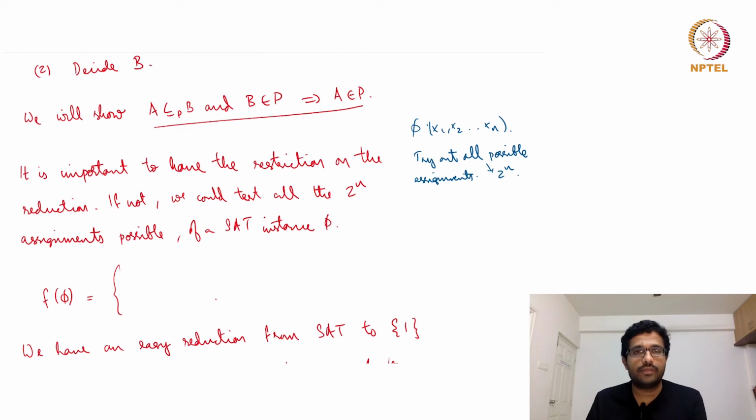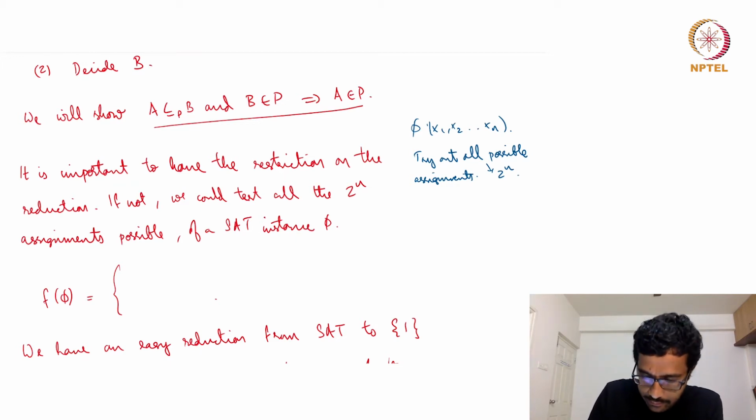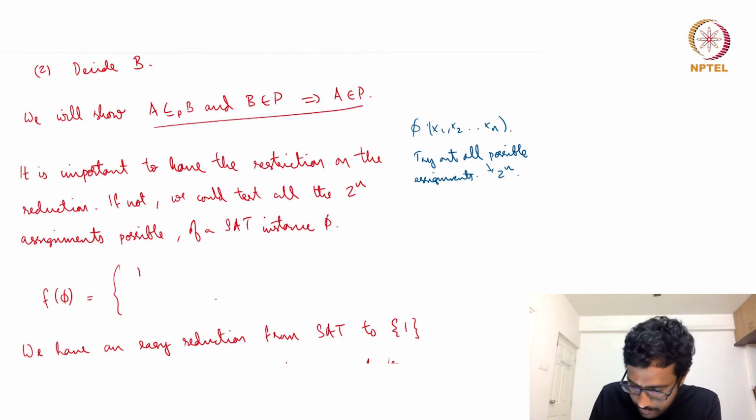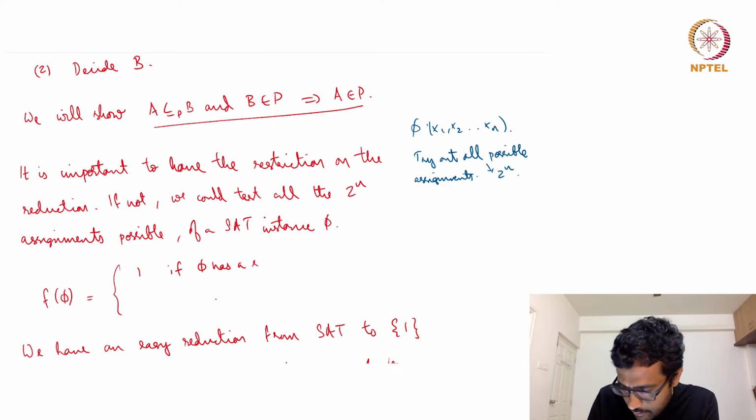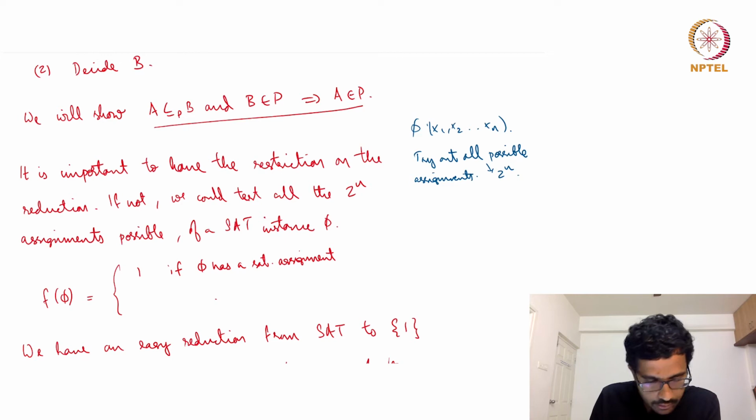I could try them all out and check each one of them, whether it evaluates phi to true. So this is something I can do, and basically I am deciding whether phi is satisfiable or not, and then I evaluate f to be 1 if phi has a satisfying assignment, and 0 if phi does not.